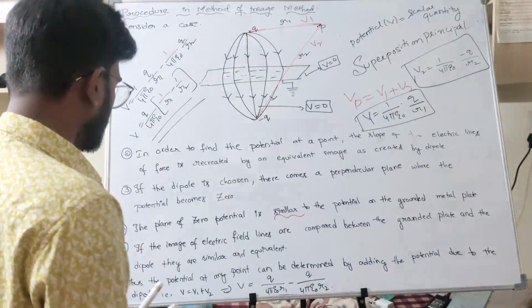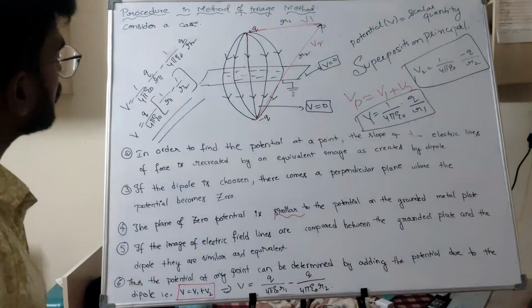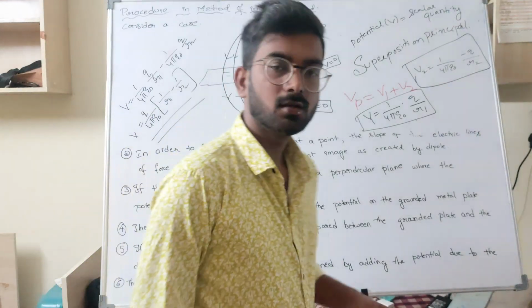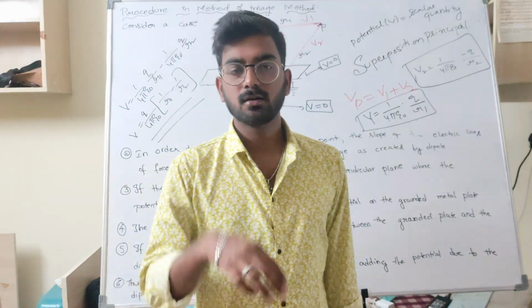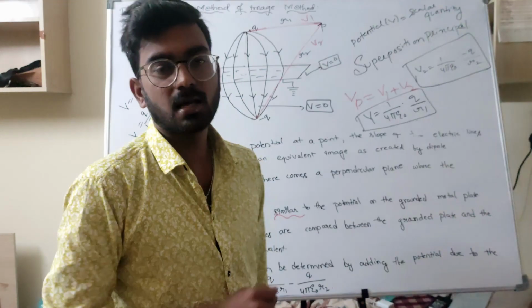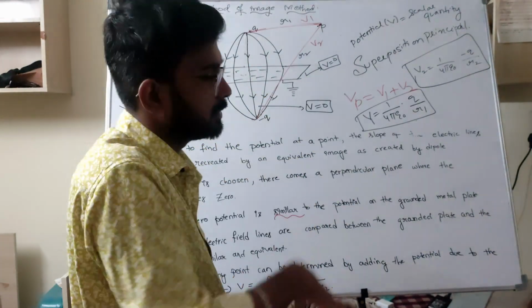Did you understand the total concept and procedure regarding the method of images? I hope you understood. This is the procedure for finding the potential at a particular point due to a single charge in front of a grounded plane. This is known as the method of images.